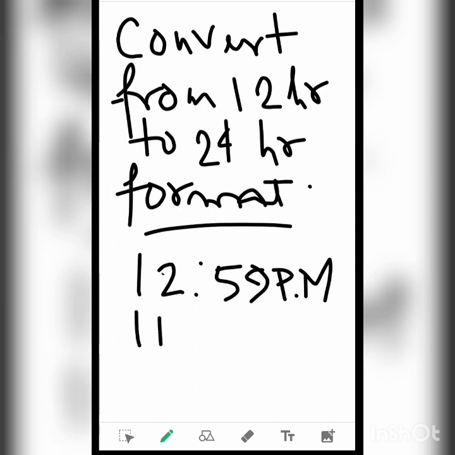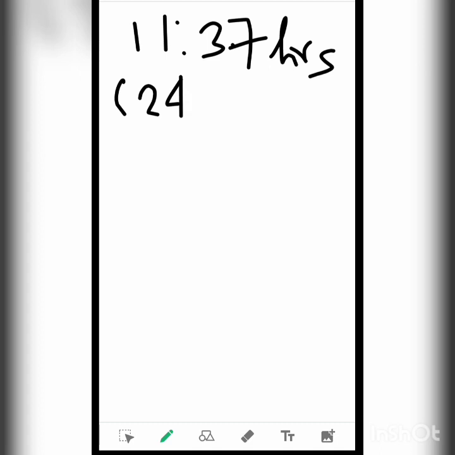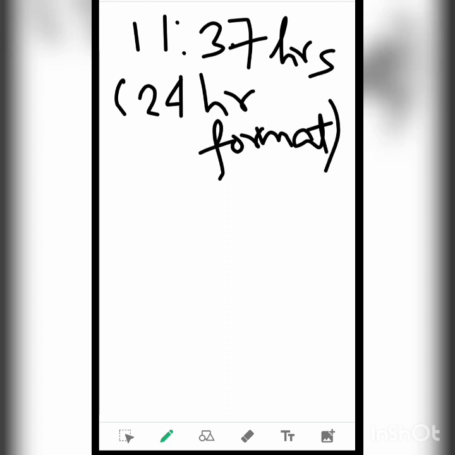Suppose I have been given 11:37 a.m. This is in 12-hour format. When I try to change it to 24-hour format, it will remain unchanged. So the time will be written as 11:37 hours in the 24-hour format. So there is no change. But suppose I have 1:25 p.m. This time is given in 12-hour format.